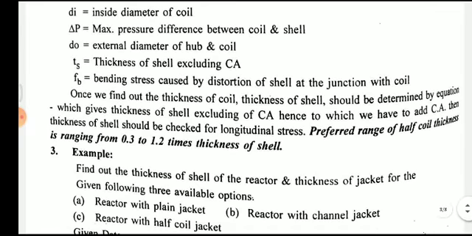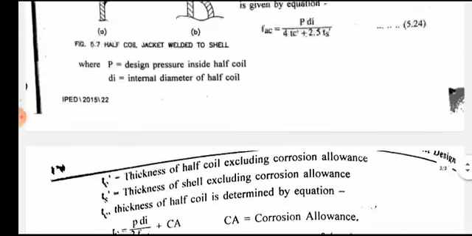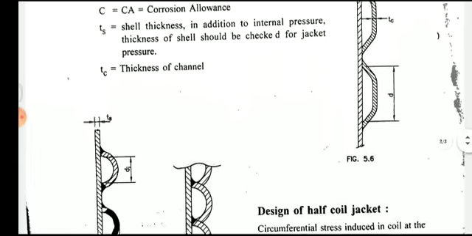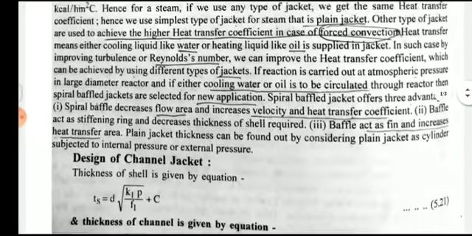Once we find out the thickness of coil, thickness of shell should be determined by the equation which gives the thickness of shell excluding CA. Hence, we have to add CA, then thickness of shell should be checked for longitudinal stress. And the preferred range of half coil thickness is from 0.3 to 1.2 times the thickness of the shell. Okay. So here is the design of the jacket, coil jacket, half coil jacket, and channel jacket.